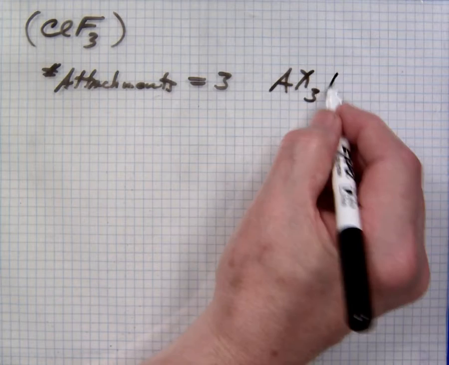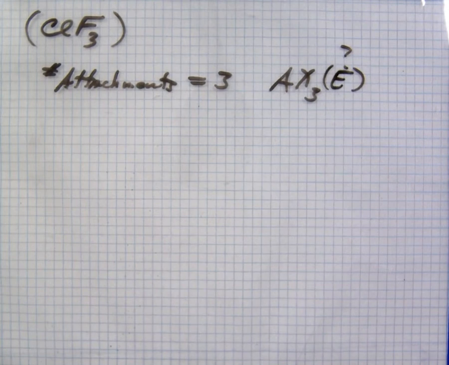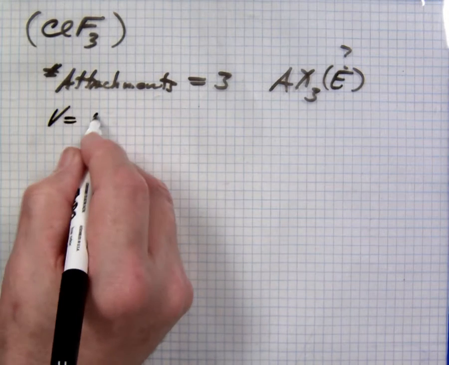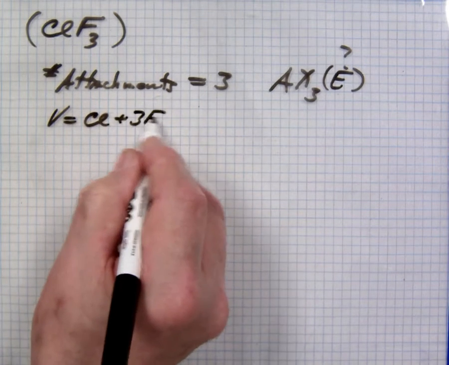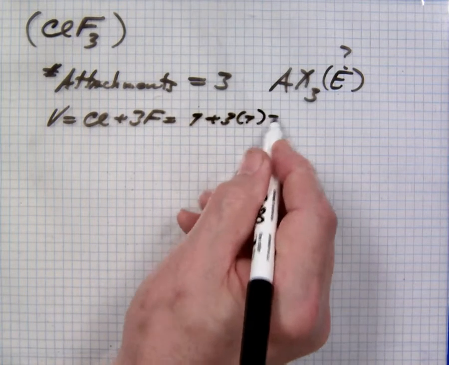But the question is, do we have any electron pairs? Okay. So now, valence is chloride plus 3 fluorides, which is equal to 7 plus 3 times 7, which is 28.